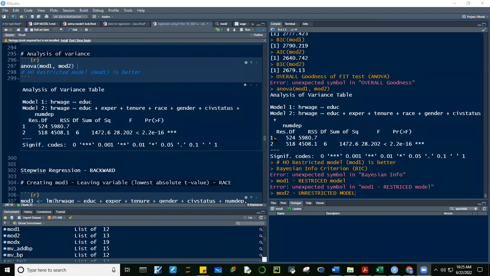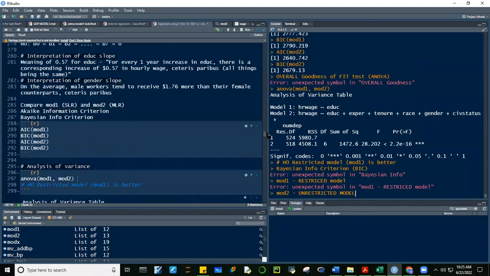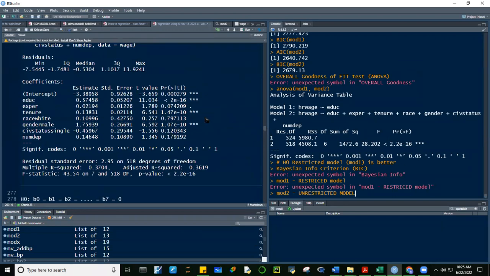So, tapos sabi ng model natin, mas maganda daw tong 2. Ano ibig sabihin niyan, guys? Ang model natin is hourly wage is equal to the intercept plus this slope times experience plus 0.138 times tenure plus 1.76 times gender, tapos wala na, plus error term. Is that our model? No, guys, no.